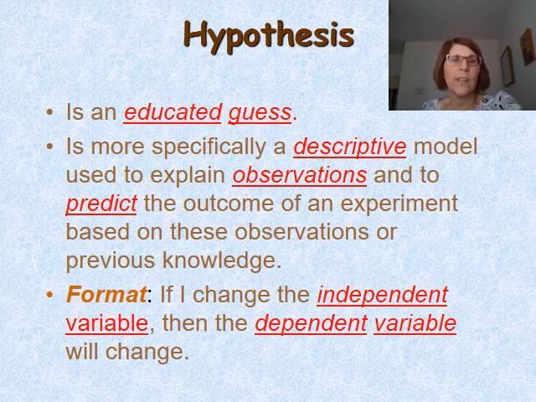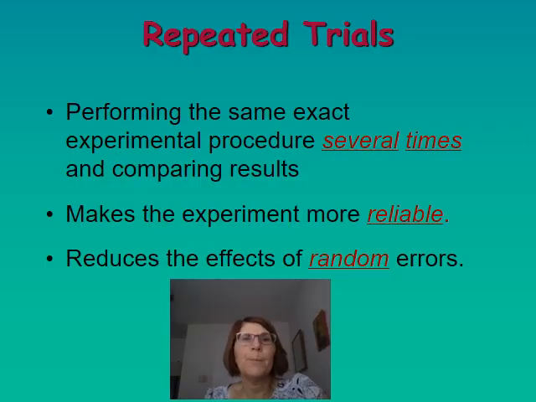Another example of an independent variable could be, let's say I have water and I put different amounts of sugar in it. So if I increase the sugar, then my density will change. I change the sugar, the independent variable, and then the density changed because of what I did. So that's a dependent variable.